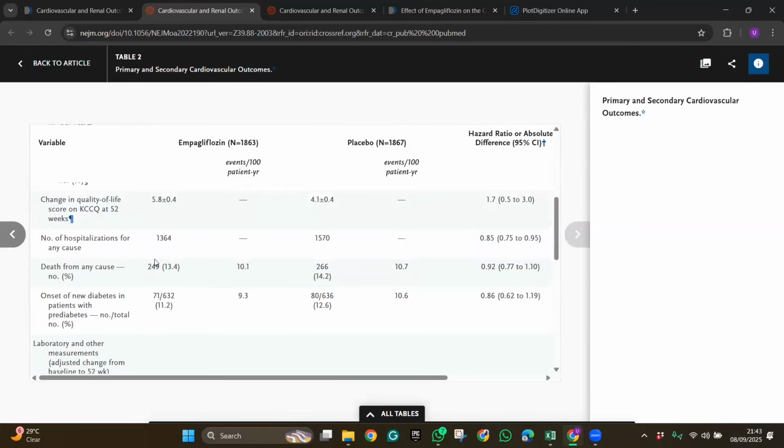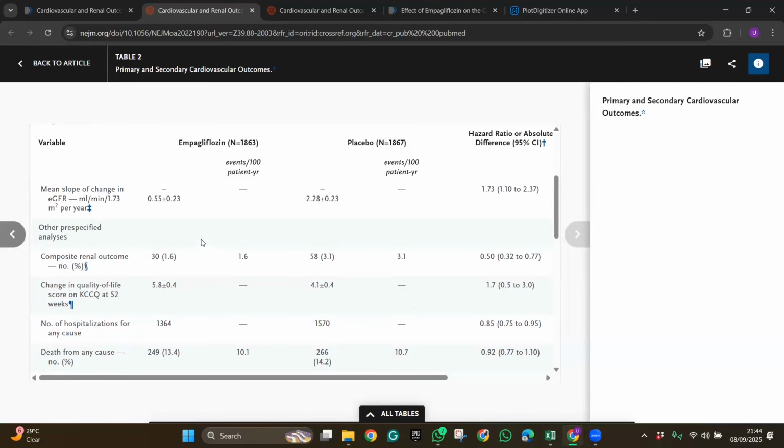But if, let's say, for this outcome, number of hospitalization for any cause, they have not written any total number of patients in the intervention group along with 1364 for this particular outcome, then it means that this is the total number of population for this particular outcome. But if it is mentioned along with it, you're going to write this total. In this case, you're going to take 1863 as the total for this particular outcome.